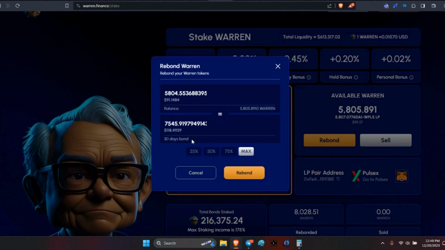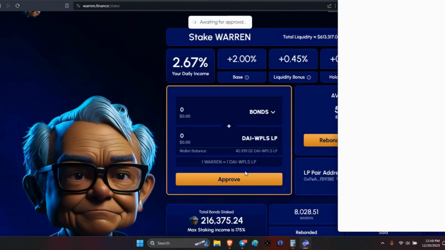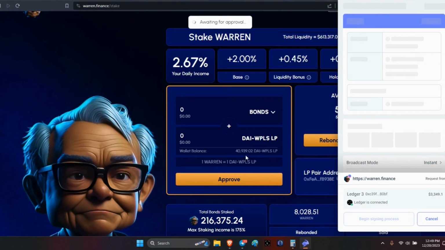Someone asked about that too. Well, how do I know how many days? It states right here. It's automatic 30. There is no 40-day rebond. So now when I click rebond, we already got my balance, we're going to see if it takes any of these tokens out.